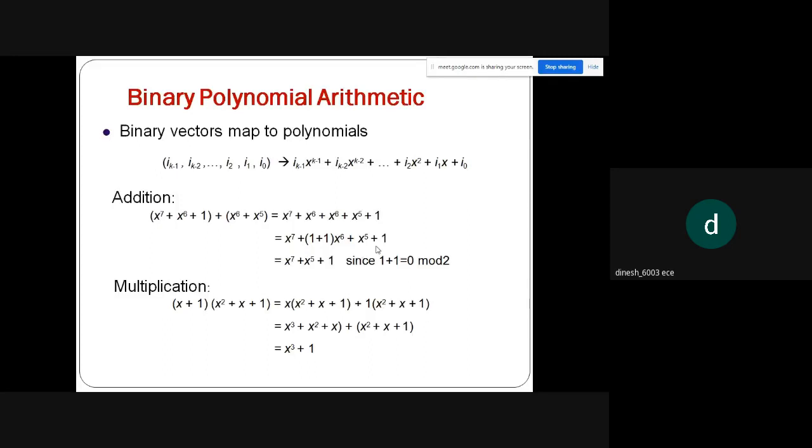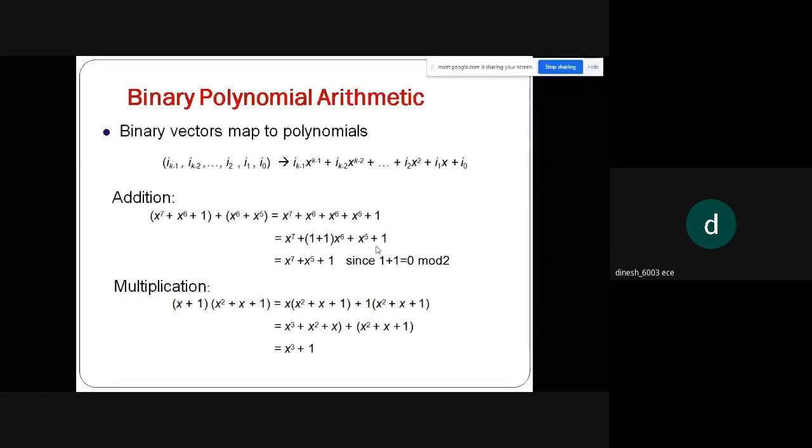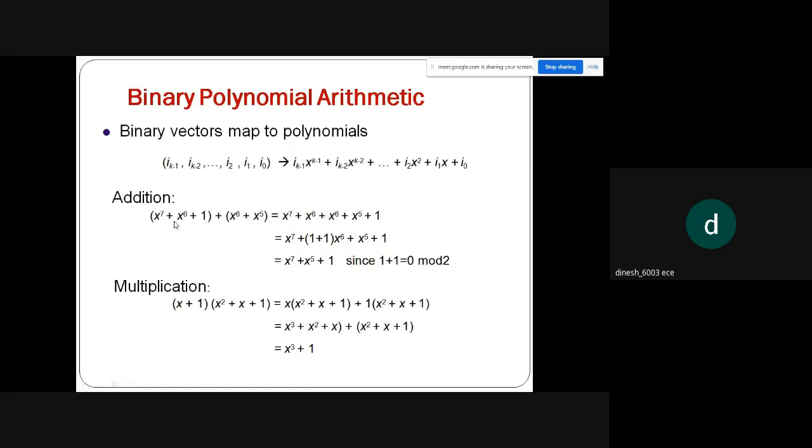So let us have an example of this. I think you are all familiar with these concepts, mathematical tools. I have binary vectors mapping to polynomials. So consider addition of this. I have x power 7, x power 6 plus 1, and I have x power 6, x power 5. I need to add these.